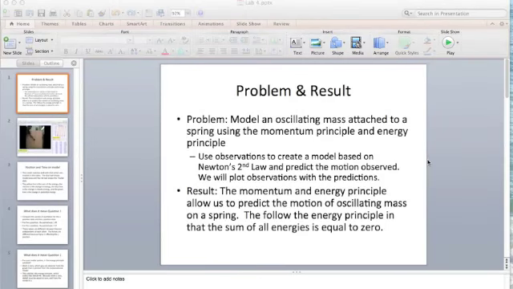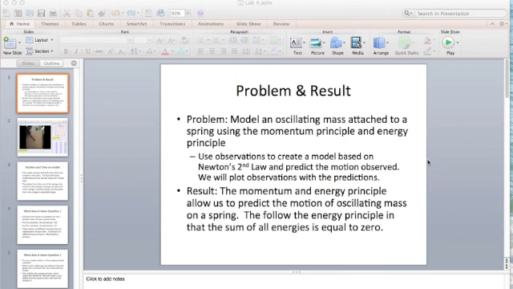This video models an oscillating mass attached to a spring using the momentum principle and energy principle. To do this, we will use observations to create a model based on Newton's second law and predict the motion observed. We will plot observations with the predictions.